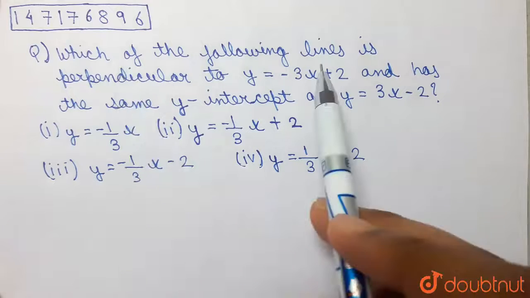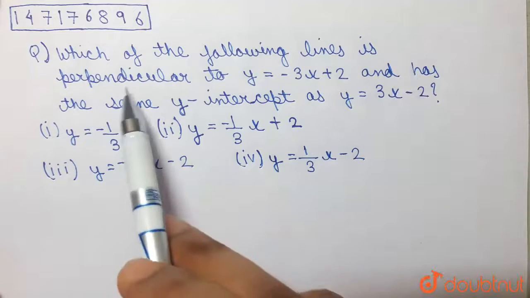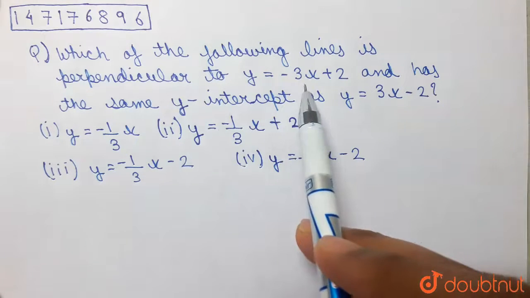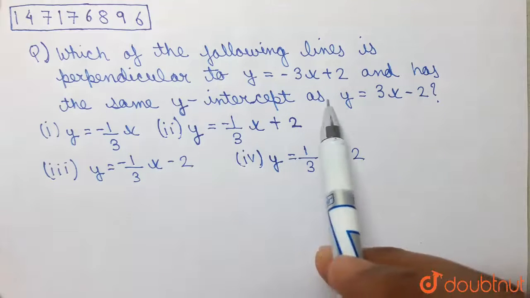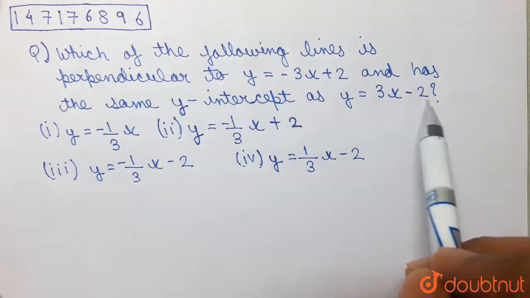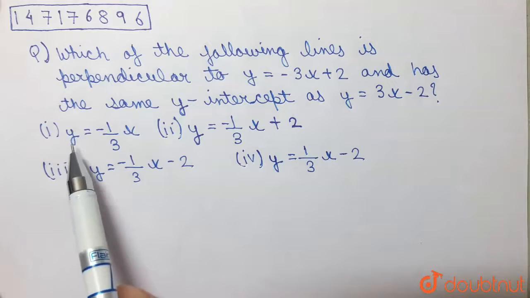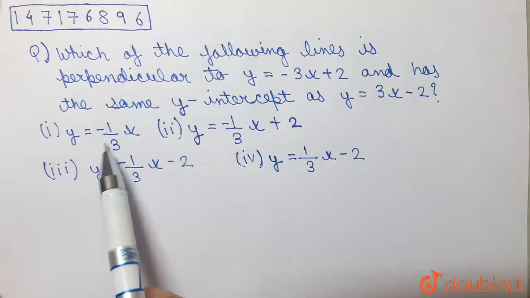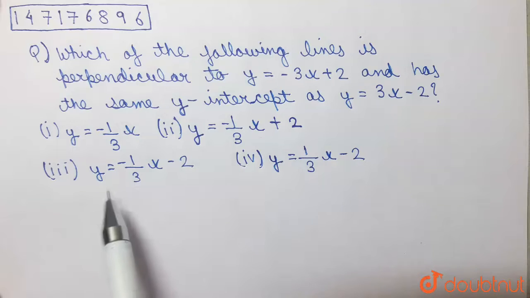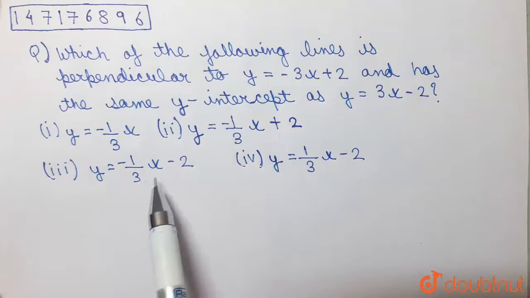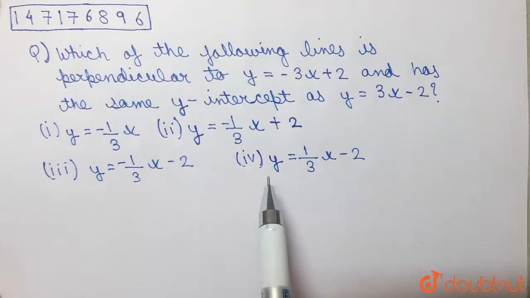Which of the following lines is perpendicular to y is equal to minus 3x plus 2 and has the same y-intercept as y is equal to 3x minus 2? y is equal to minus 1 by 3x, or y is equal to minus 1 by 3x plus 2, or y is equal to minus 1 by 3x minus 2, or y is equal to 1 by 3x minus 2.